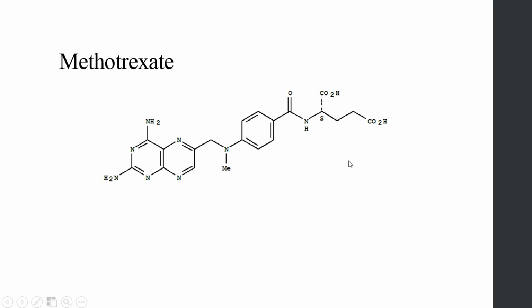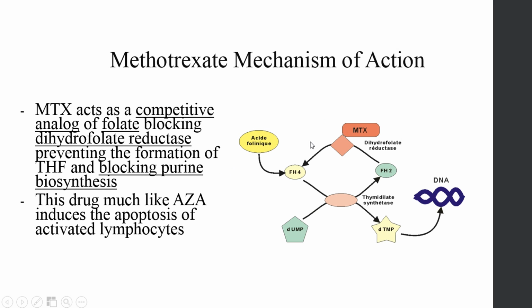If we examine the structure of methotrexate, we can see that it resembles folate very closely. The way that methotrexate works is that it acts as a competitive analog of folate, blocking dihydrofolate reductase and preventing the formation of tetrahydrofolate, and therefore blocking purine biosynthesis. This drug acts much like azathioprine by inducing the apoptosis of activated lymphocytes.